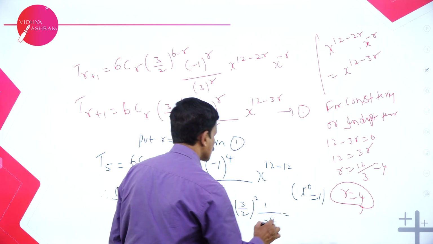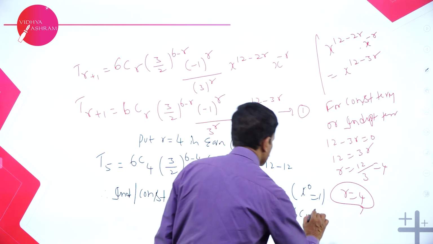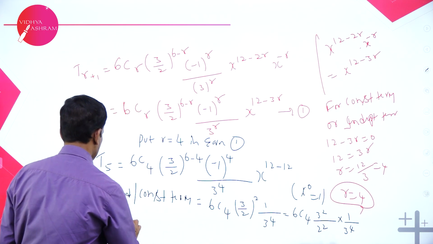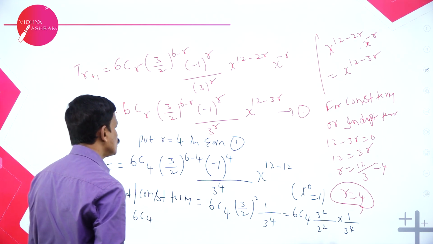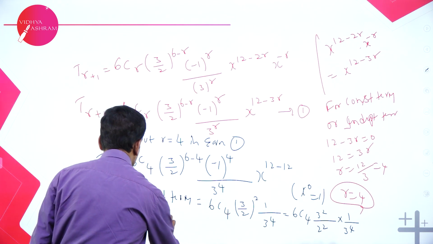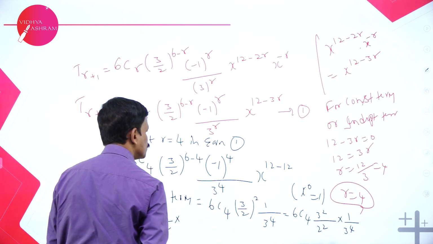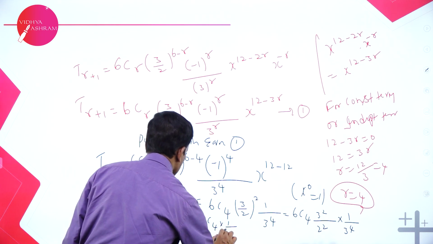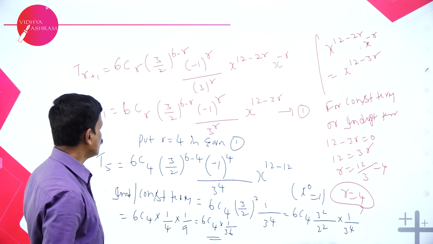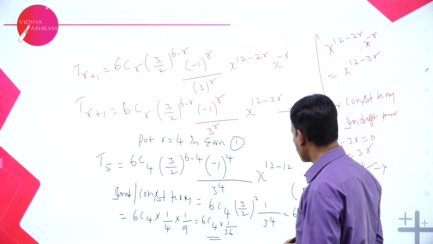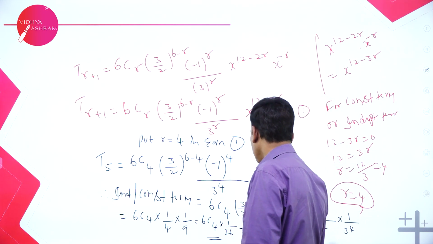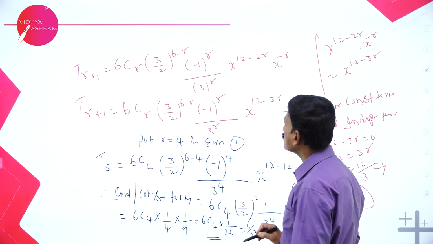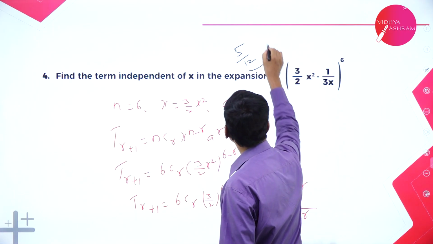If you want, you can simplify like this: 6C4 into 3²/2² into 1 over 3^4. So what is this equal to? 6C4, the 3² gets cancelled, so you have 1 over 2², 2² is 4, into 1 over 3², 9. So that is 6C4 into 1 by 36. If you simplify further, the simplified answer you are going to get is 5 by 12. So the required answer is 5 by 12.